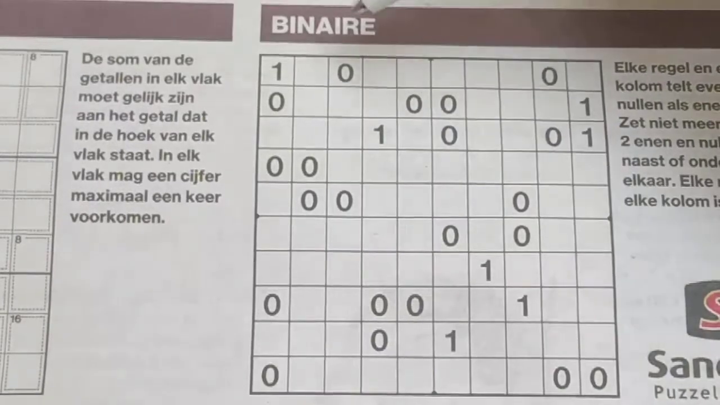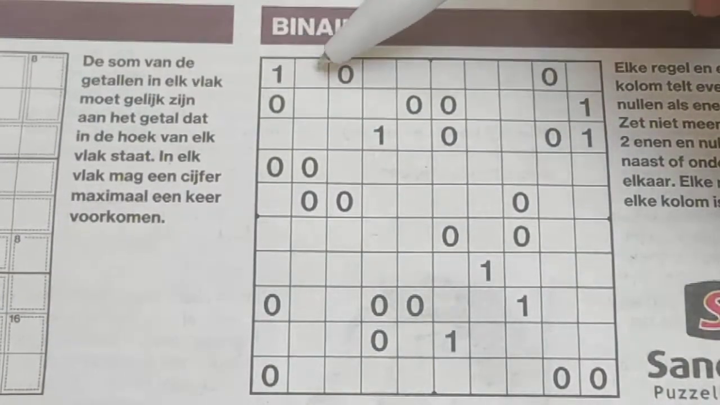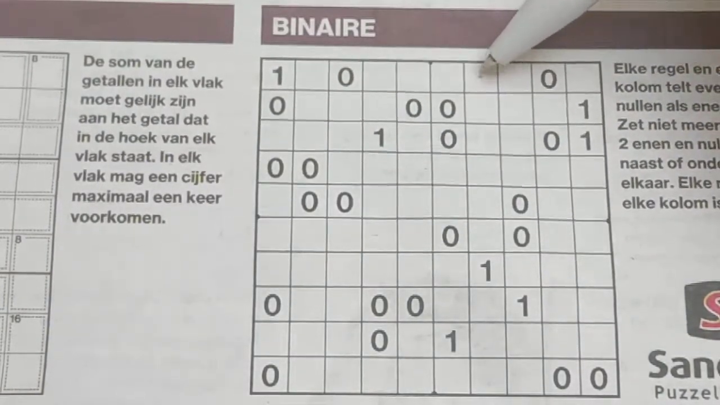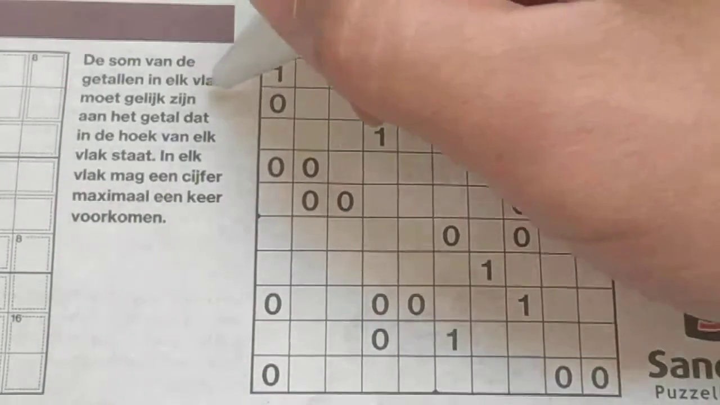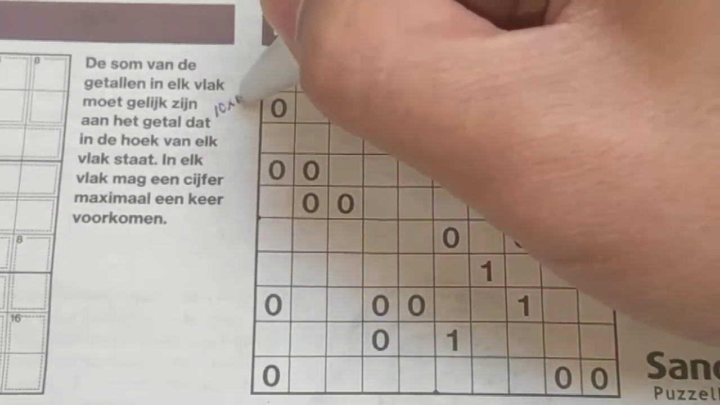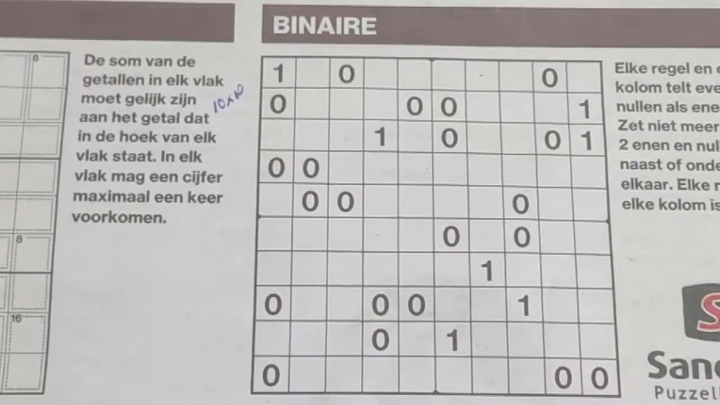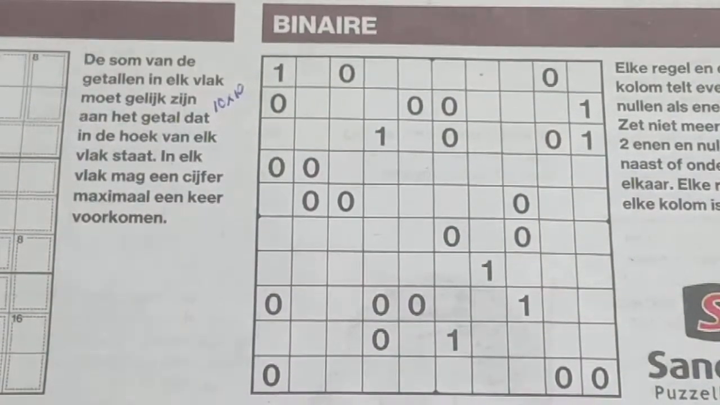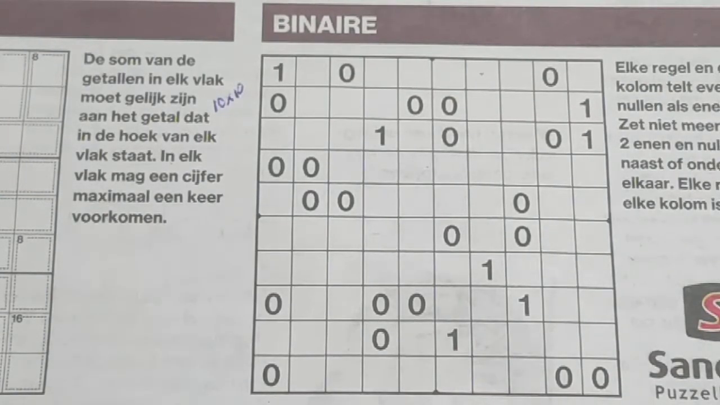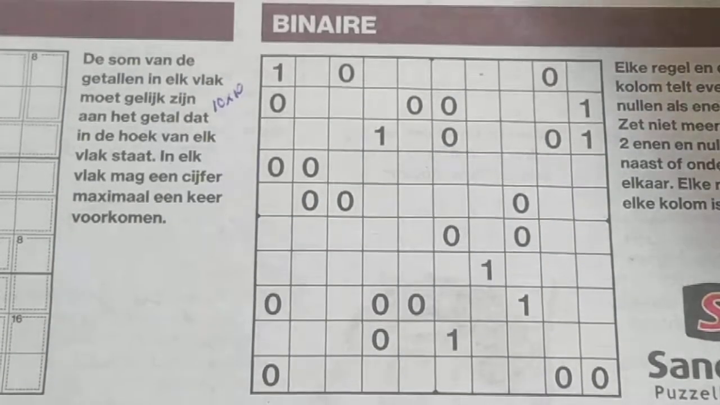Alright, this binary is a 10 by 10 binary Sudoku. That means 5 O's and 5 1's in a row or in a column. Remember that. So let's get started.